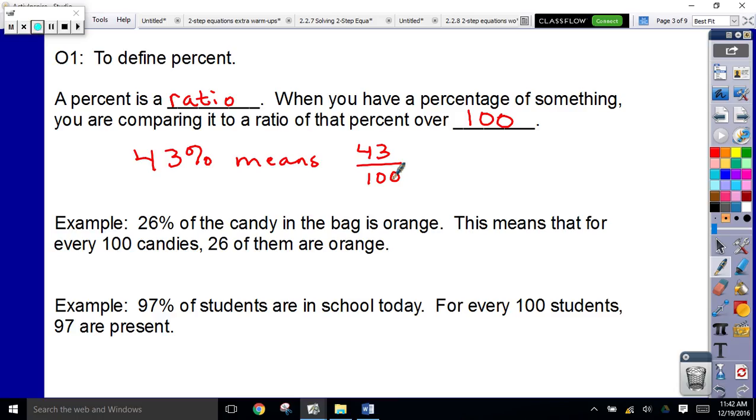Okay, and an example down here. 26% of the candy in the bag is orange. This means that for every 100 candies, 26 of them are orange. So we could write this as the ratio 26 out of 100.